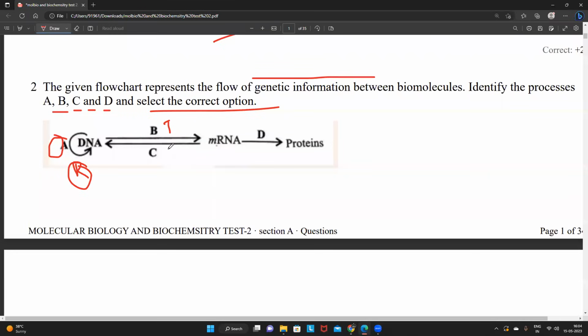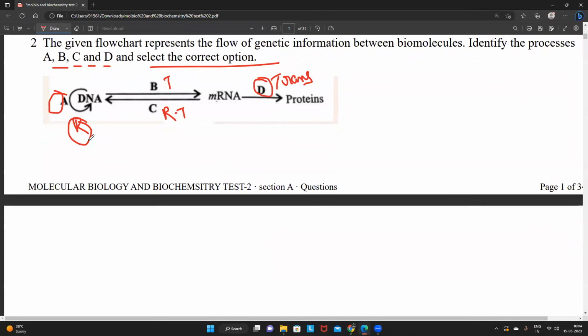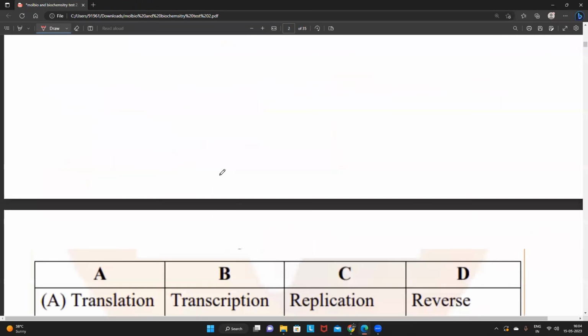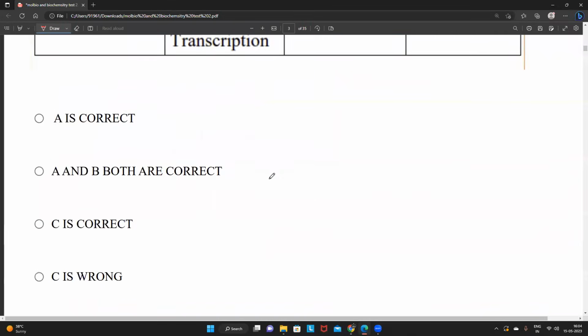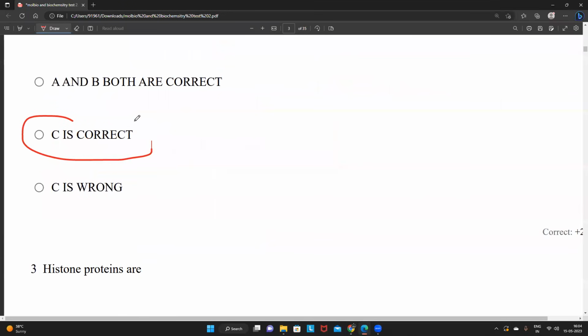And if you look into the C, you can see very clearly the mRNA is going to give rise to the DNA, right? So which is obviously reverse transcription. And mRNA is going to give rise to the protein, which we call translation. So replication, transcription, reverse transcription, and translation. Now you see where it is present. Of course, option C will be the correct one. So the only answer is C. C is correct.